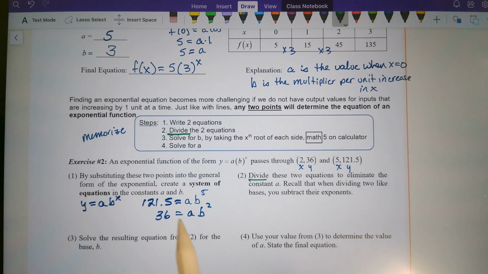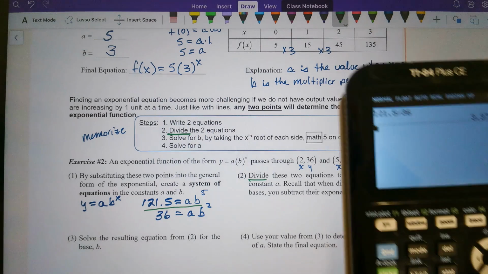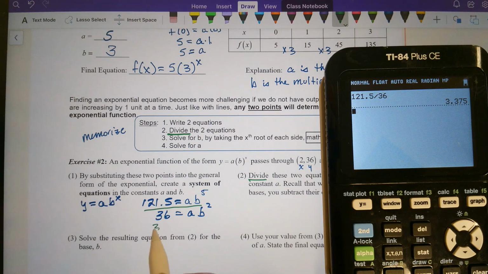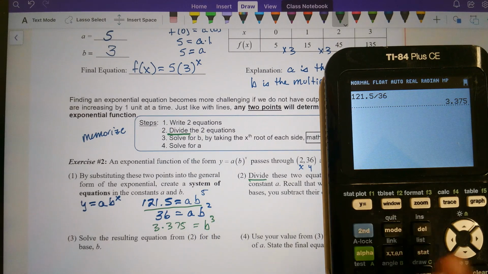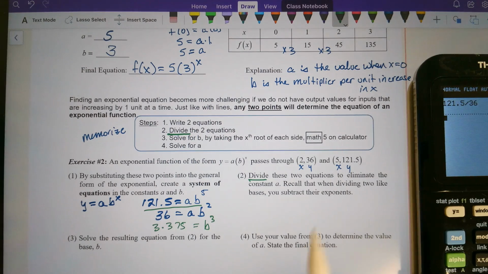Next, we're going to divide the two equations. So if I just use a division fraction bar here, 121.5, go to the calculator, divided by 36 is 3.375. A divided by A, they divide out, and b to the fifth divided by b to the second is b to the third. Recall that when dividing two like bases, we subtract their exponents.